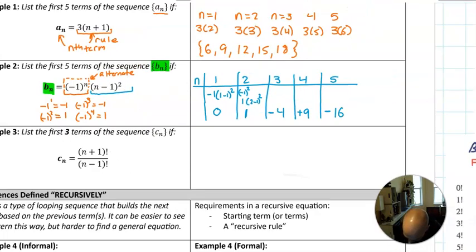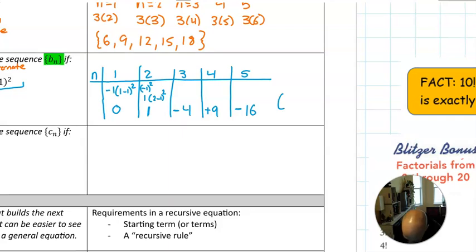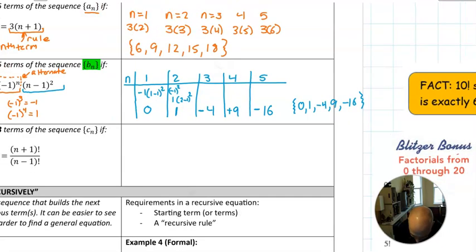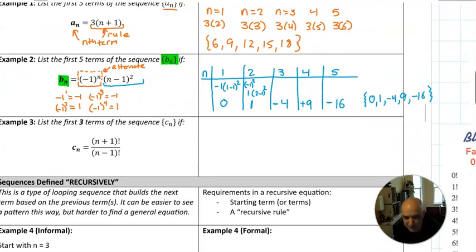And I guess if I had more space, we'll put it over here. We could write the answer as a list: 0, 1, negative 4, positive 9, negative 16. And so what I wanted to show you with this one is this trick of using a negative with an exponent is a great way to get a sequence to alternate, which is a pretty common thing you see in sequences. They go back and forth between the positives and the negatives. Let's look at another example.